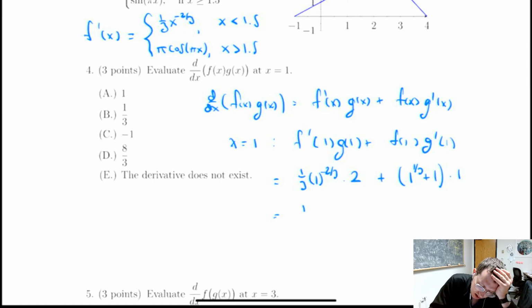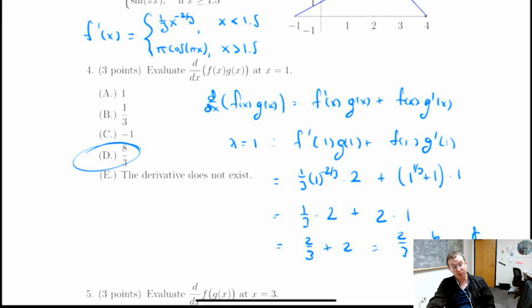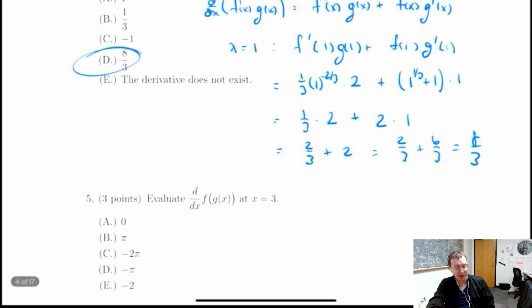1 to the minus 2/3 is still just 1, because you're squaring it, taking the cube root, and taking the reciprocal because of the negative sign. But every single one of those operations leaves 1 unchanged. And then over here I have 2 times 1. So this is 2/3 plus 2, which is 2/3 plus 6/3, or 8/3. Whew! That was a lot of work for a single multiple choice question.